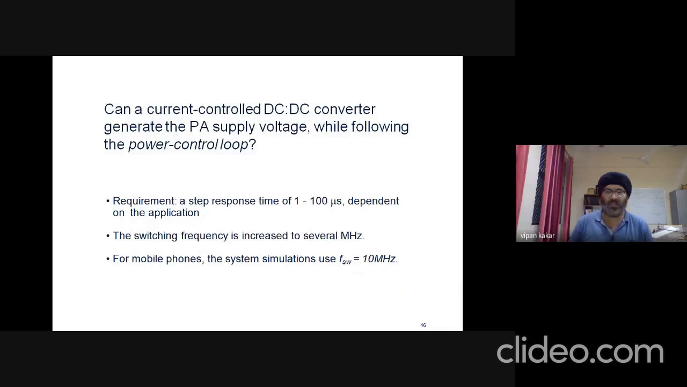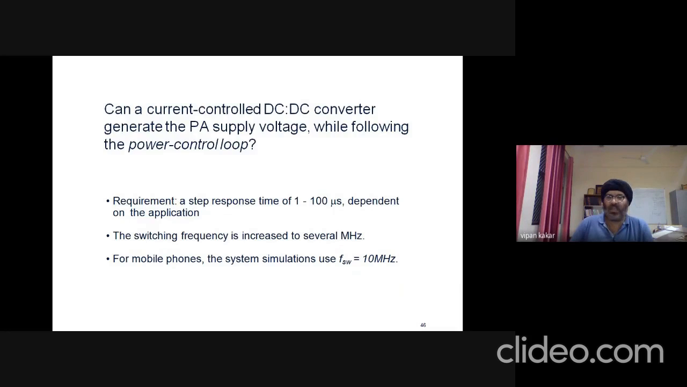So this is just an example: for a power amplifier in smartphones, these are the requirements. A step response of the control voltage, which we have seen in previous slides, of 1 to 100 microseconds, depending upon the type of application. In smartphones it may be about 10 microseconds or so, and for slower applications it can be 100 microseconds and even more. So the response time depends on what type of application we are talking about.